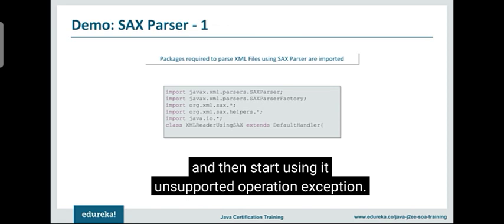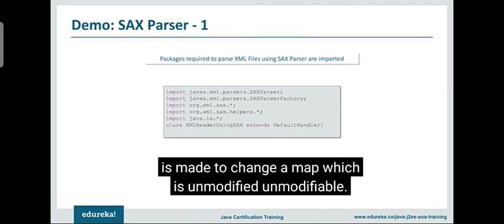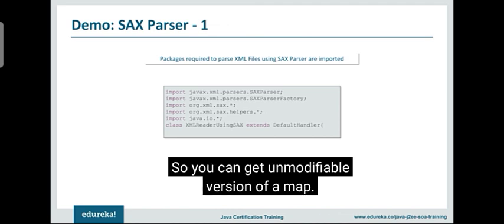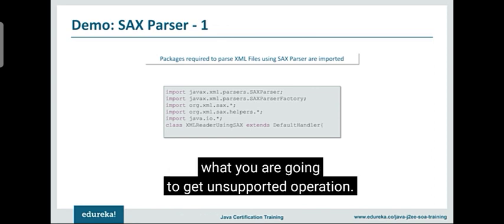Unsupported operation exception. This occurs when an attempt is made to change a map which is unmodifiable. So you can get an unmodifiable version of a map, and if you try to change something within it, this is what you are going to get: unsupported operation.